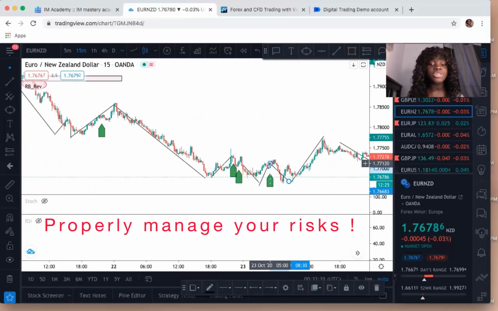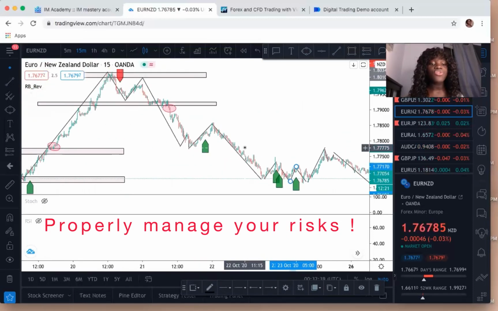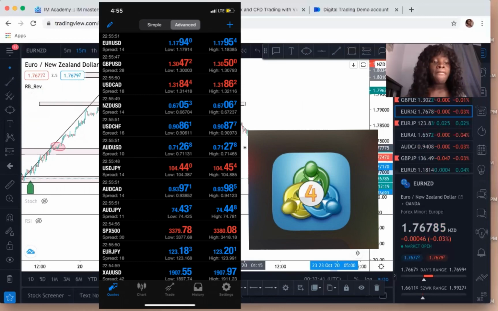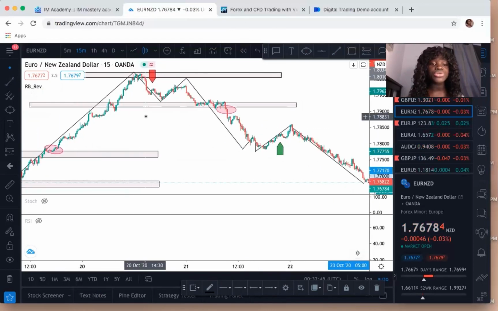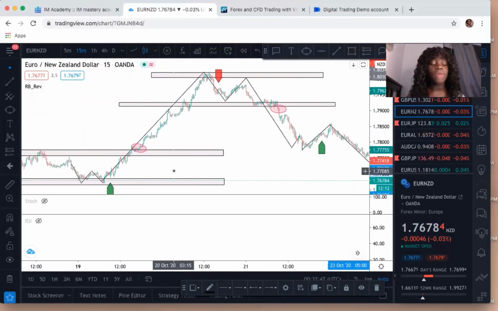Please, please, please, please properly manage your risks, right? Properly manage your risks. If you have your Metatrader 4 app and you're entering on this trade, you want to make sure that you're catching your entry and you're getting in and out with the bag.